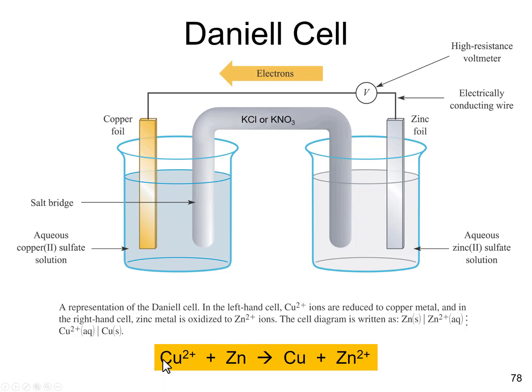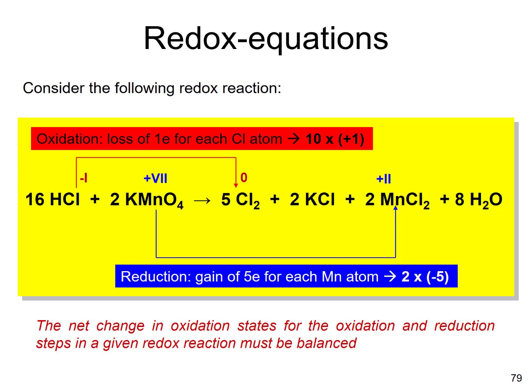Overall, you have an equation which looks like this. You have copper 2+ from this particular solution here that gains the electrons from the zinc foil to form elemental copper, and the zinc foil loses 2 electrons to form zinc 2+ ion that then obviously becomes solvated and goes in solution. That was a very simple redox equation. Let's look at a more complicated example and analyze this example in terms of understanding how it works.